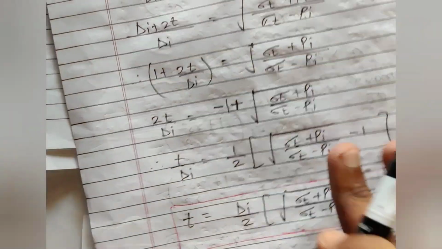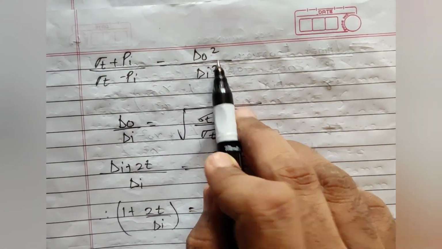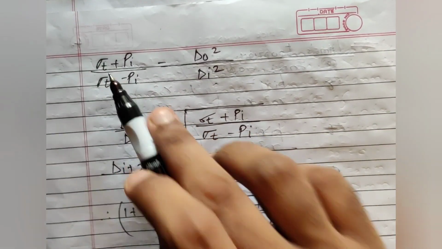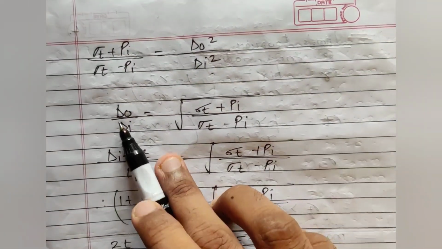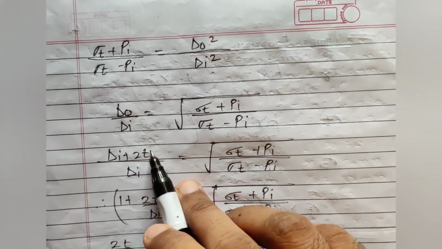So what will remain is (sigma_t + Pi)/(sigma_t - Pi) = do²/di². So do/di can be written as the square root of this term. And now do is the outer diameter, which can be written as di + 2t.